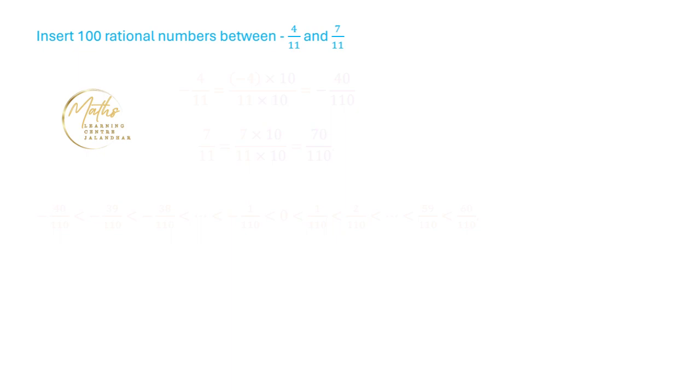Next is: insert 100 rational numbers between minus 4 by 11 and 7 by 11. Now clearly look at the numerators over here. We can write the first number as minus 4 by 11. Second number we have is 7 by 11. Now the difference between the numerators: the numerator here is minus 4 and this is 7. So the difference between these two values comes out to be 11. And this value is less than n. N in this case is 100. We require 100 numbers.